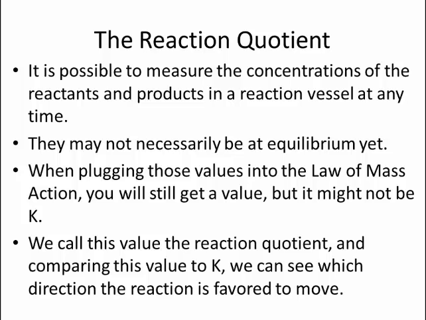So it's possible to measure the concentrations of the reactants and products in the reaction vessel at any time. They might not be at equilibrium, but of course they also might be. So when you plug those into the law of mass action or the equilibrium expression, you will still get a value, but it might not be the K value. So what we do is we say it's the reaction quotient, and we call it the Q value. And we can take that Q value and compare it to K, and then we can see which direction a reaction is favored to move. Is it going to be a forward reaction favored in the near future or a reverse reaction favored in the near future in order to reach equilibrium?